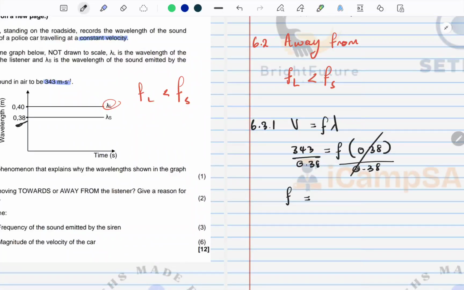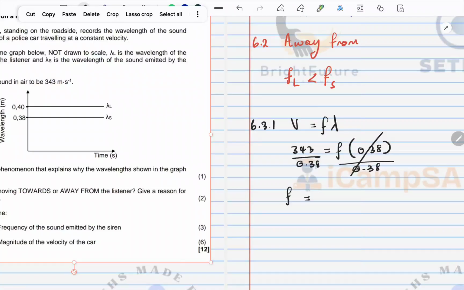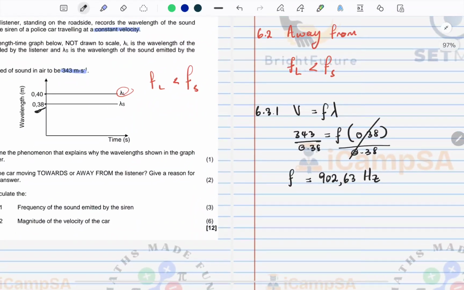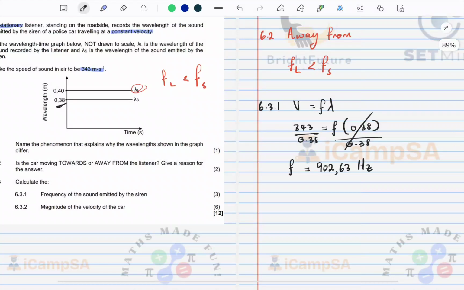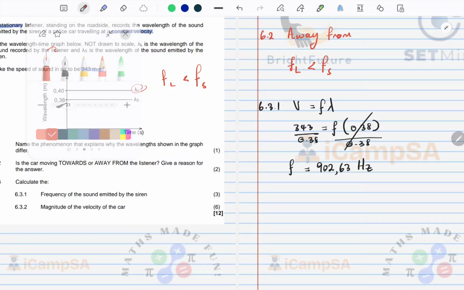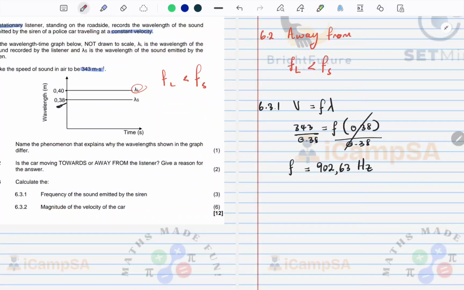Okay, now let's see from our calculator what we get. Okay, so from my calculator, I'm getting 902.63 hertz. This is the frequency of the sound, right? And then the next question asks us, let's see, what do they need from us? They're asking us to calculate the magnitude of the velocity of the car, right?